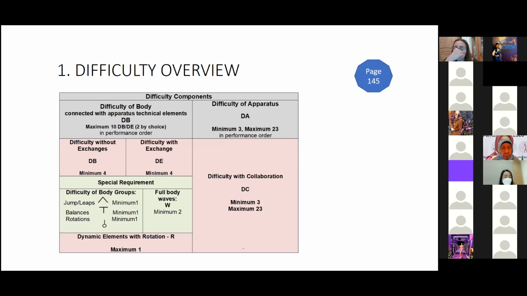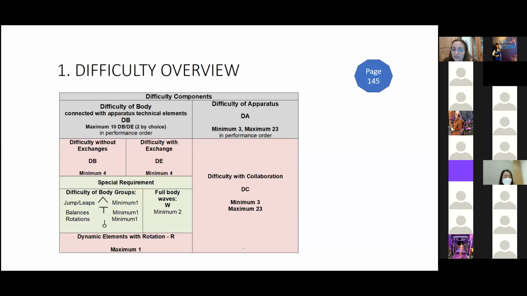So the other 2 are by choice, whether the coach would like to have them as difficulty without exchanges, difficulty with exchanges, or 1 and 1. It depends how she wants them. We have a special requirement as well. The 2 minimum waves, the same. Minimum 1 jump, 1 rotation, 1 balance. And the dynamic elements with rotation is a maximum of 1 in the exercise.